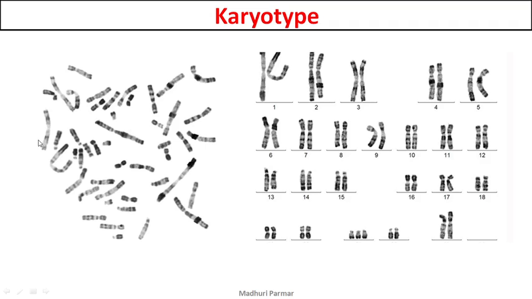When you arrest a cell at metaphase and you take a picture, you will find a photograph where you have different chromosomes arranged like this inside a cell. So what the scientists do is they look at the banding pattern. Can you see there are different bands seen? Depending on the length and the banding pattern, they pair up these chromosomes.